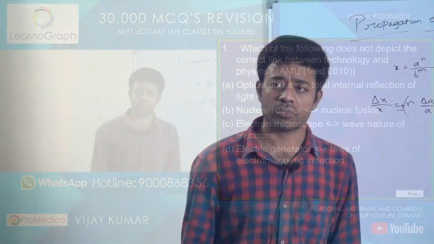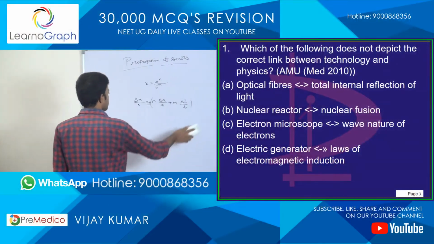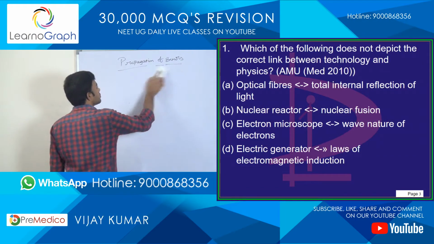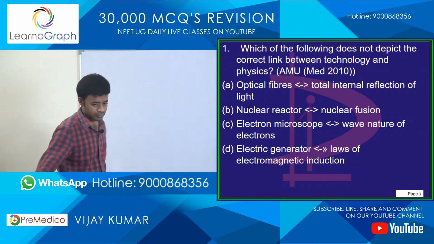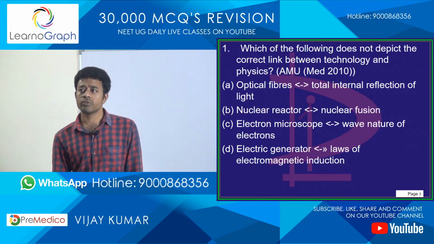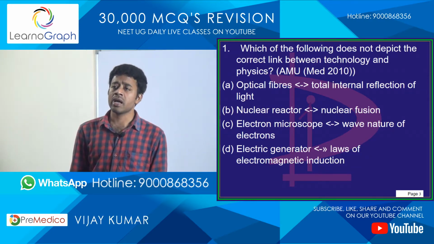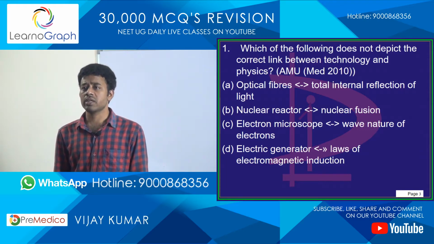Based on this topic we have some problems, and we shall look at those problems now. So we have problem 1 here: which of the following does not depict the exact relation between technology and physics.